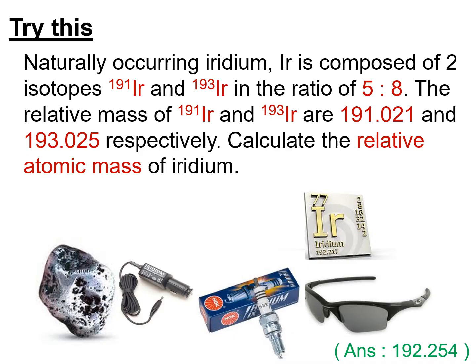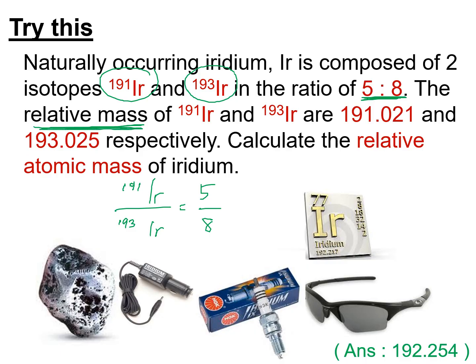Okay. Cuba buat ni. Try this. The naturally occurring iridium is composed of two isotopes, which is 191Ir dengan 193Ir in the ratio of 5 to 8. Okay, so you bolehlah buat 191Ir over 193Ir iridium. Okay, so dia kata 5 to 8 kan. Okay, the relative mass. Again, bila soalan bagi relative mass untuk isotop, maksudnya itulah mass kepada isotop tersebut. Itulah isotopic mass of that isotope.